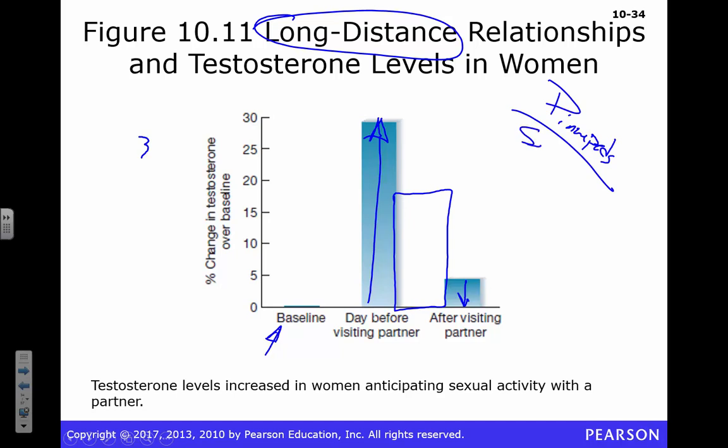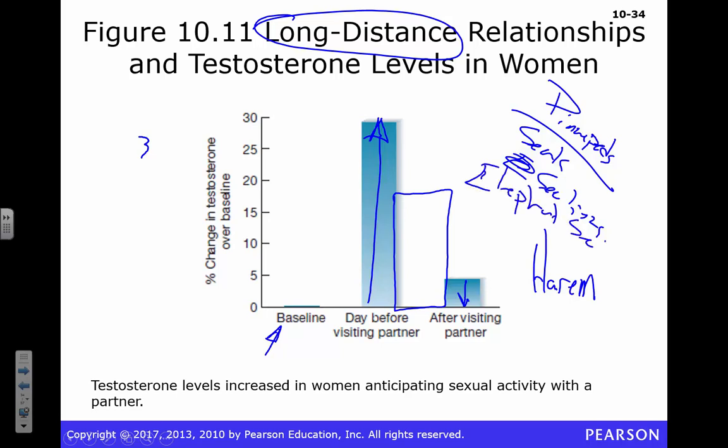pinnipeds. These are things like seals, sea lions, any of those mammals that have flippers, and they use them to walk around or swim. We're not talking about whales and stuff, but other things. These animals typically have a harem situation, where you will have one male and multiple females. It's particularly true with elephant seals.